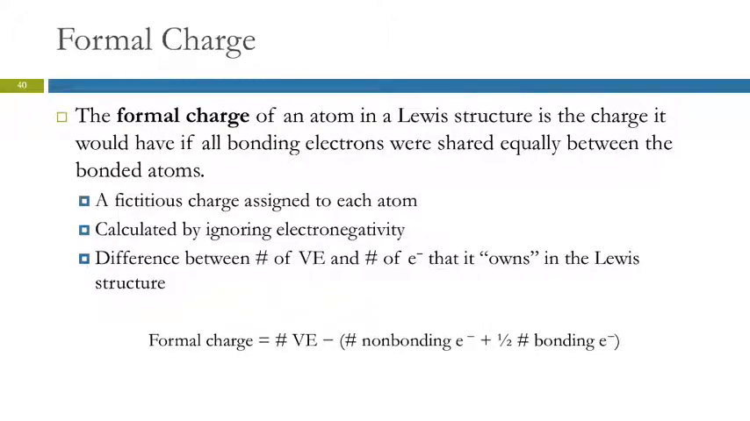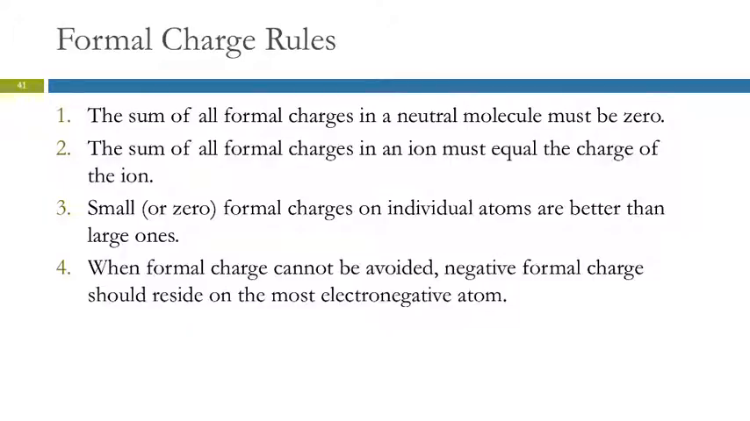Okay, here's formal charge. Formal charges are fictitious charges. This is something we made up. They are a lot like the oxidation states that we talked about earlier. It is the charge that an atom would have if all the bonding electrons were shared equally between the bonded atoms. We calculate this completely ignoring electronegativity. Here's your book's method of doing it. If that makes sense to you, great. I'm not going to go over that. It's a waste of time.